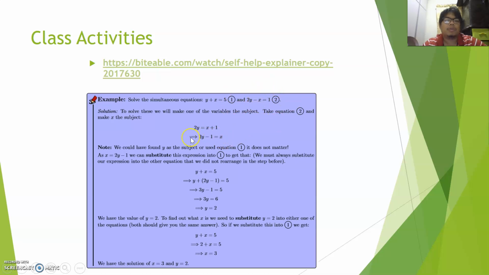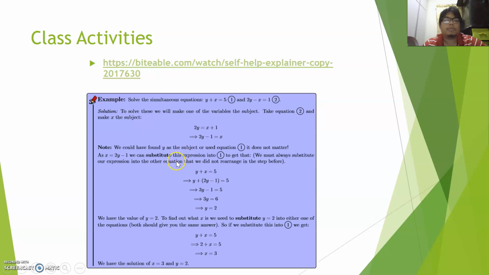So we take the second equation, y minus x equal to 1. We rewrite the equation to make x the subject, and rearrange all the variables and numbers. The last equation we have is y minus 1 equal to x. So we rearrange this and make x the subject. Next, we substitute this x into the first equation.